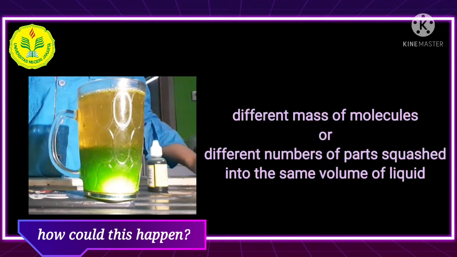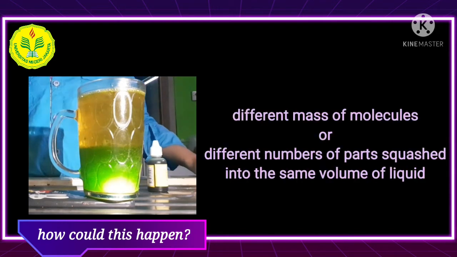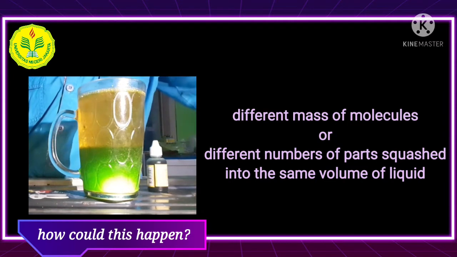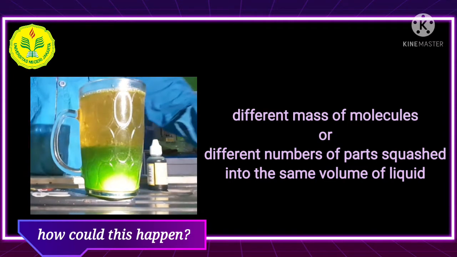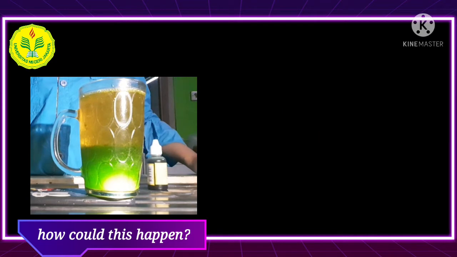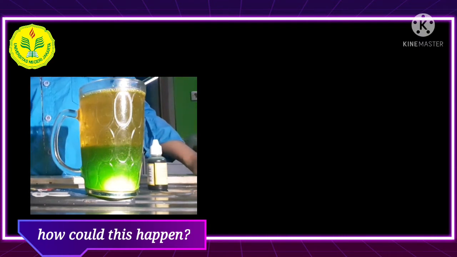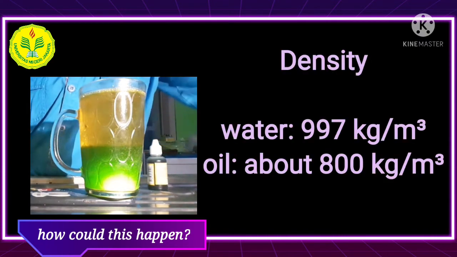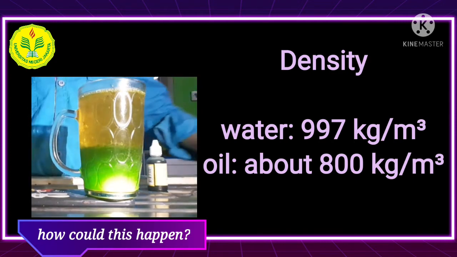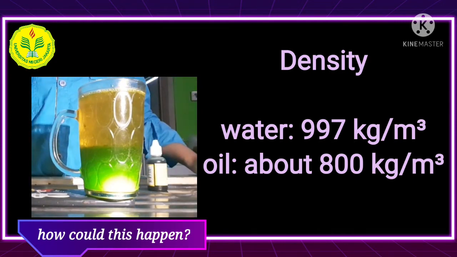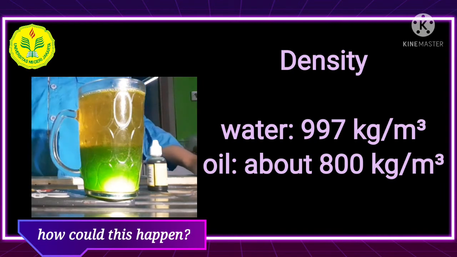Each of the liquids has a different mass of molecules, a different number of parts squeezed into the same volume of liquid. This makes them have different densities, and therefore one can sit on top of the other. The more dense a liquid is, the heavier it is. Objects and liquids float on liquids of a higher density and sink through liquids of lower density. Water has a density of about 997 kg per cubic meter, while the density of oil, in this case palm oil, is about 900 kg per cubic meter.